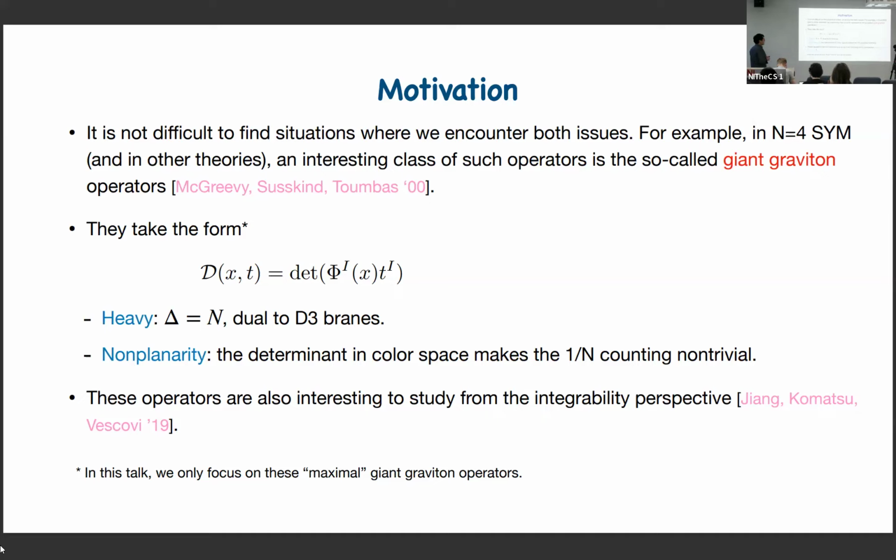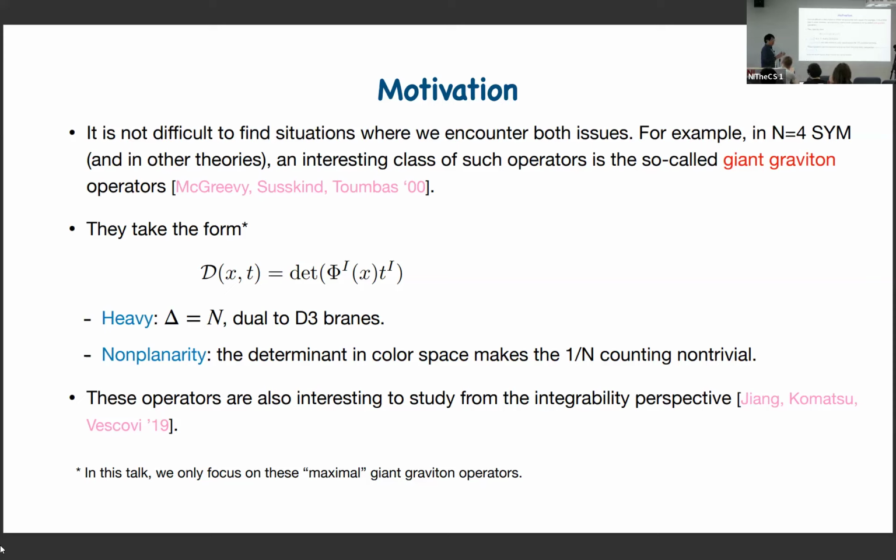In this theory, there's an interesting class of operators known as giant graviton operators. They take the following determinant form, where the phi's are the six scalars of N=4 super Yang-Mills, and the t is the same null vector I used to capture the R-symmetry polarization. This operator has conformal dimension delta equals N, where N is the rank of the gauge group, so it's SU(N). And the R-symmetry representation is [0, N, 0], so it is also a half-BPS operator.